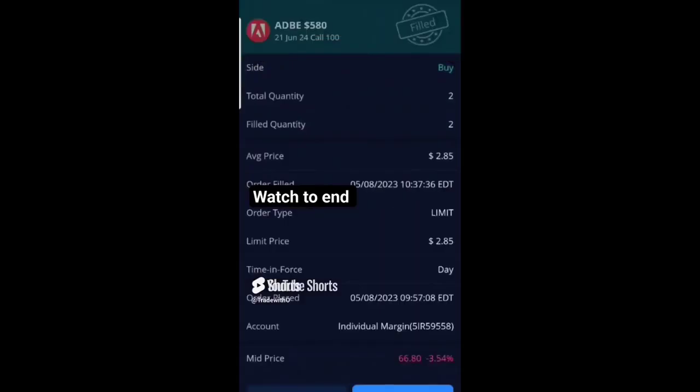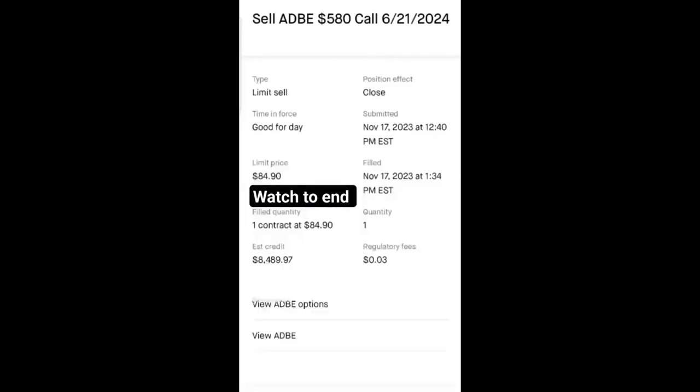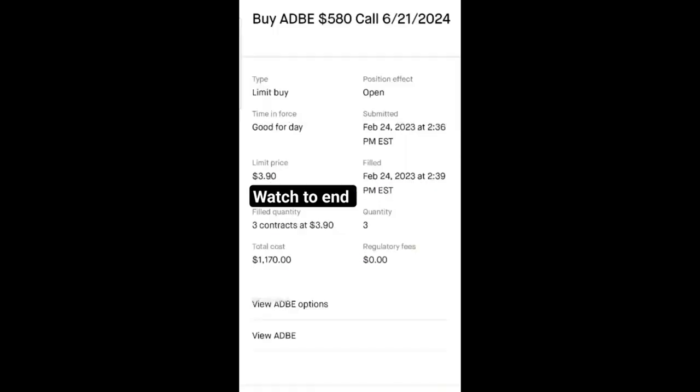Where I bought some of my contract again. This is where I sold some of my contract. Here I bought some more contract. As you can see, I made about 24K.